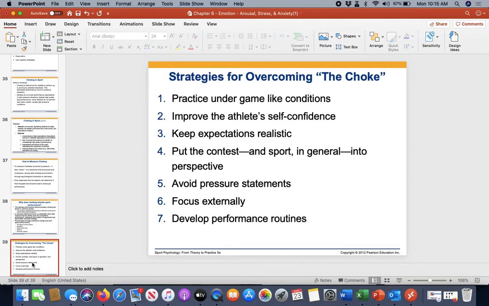Okay. So 39 slides of fun when it comes to arousal, stress, and anxiety. For this chapter, just pay attention to each section. There were a bunch of things I said to pay attention to in terms of testing. So definitely pay attention to those, because they're going to be available for you on the test.